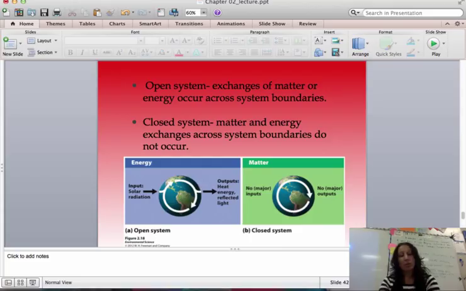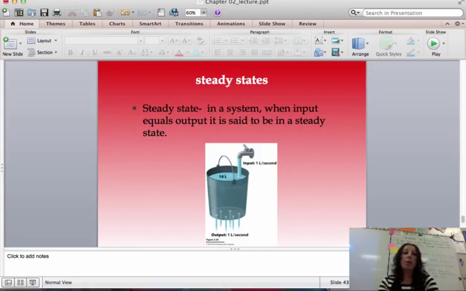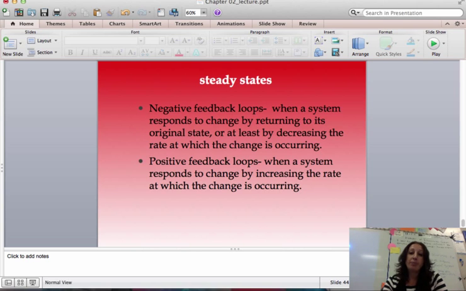We talked about closed and open systems, so here's a nice picture and a review for you. On the left are your energy inputs of solar radiation and outputs, and that's your open system, so both energy and matter can flow in and out, whereas a closed system on the right, such as the Earth, is not going to have those major outputs. However, we do have what's called a steady state, and when you have equal inputs and outputs it's said to be steady, so the amount coming in is the amount going out.